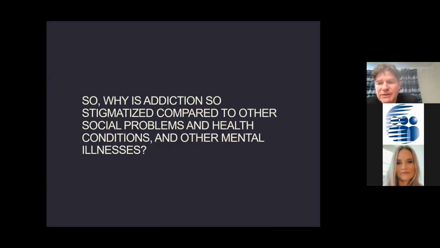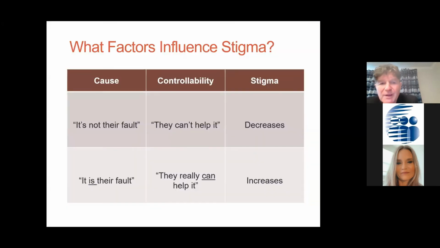So why is it that addiction is so stigmatized compared to other social problems and health conditions and other psychiatric illnesses? Why is it the case? Now, I think it has to do with two major factors, as I've alluded to already. One has to do with cause and the other controllability. If we can say a condition or a problem is not somebody's fault and they can't help it, stigma tends to go down, it tends to decrease. We tend to have more compassion for people if we can say it's not their fault, they can't help it. On the other hand, if we say it is their fault, and they can help it, they're just engaging in selfish, willful misconduct at the expense of other people, stigma tends to increase.